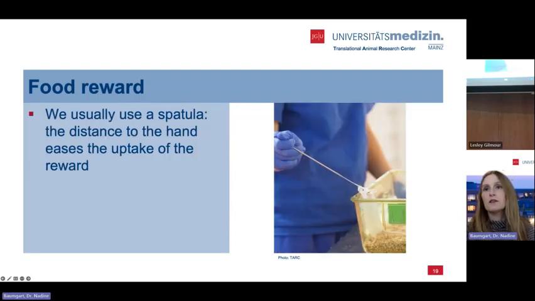And for giving the food reward to the animals, we use a spatula, because this distance between the hand and the animal sometimes eases the taking of the reward, and also you don't have to bend into the cage all the time, so it makes it a little easier. But this is just something which works nicely for our mice and rats. For the gerbils, where we use the pumpkin seeds, we usually use the hand directly.